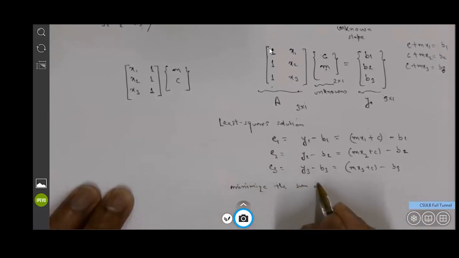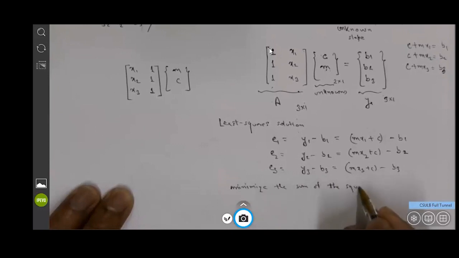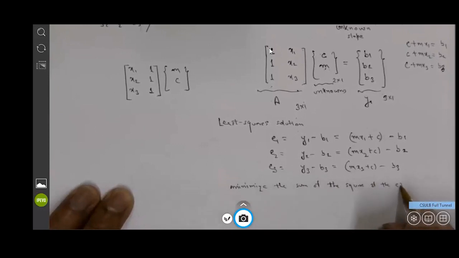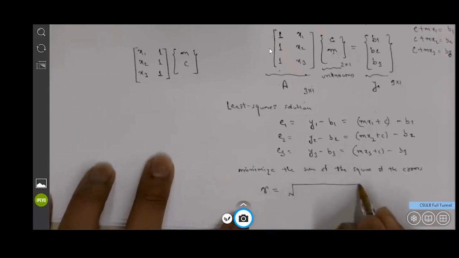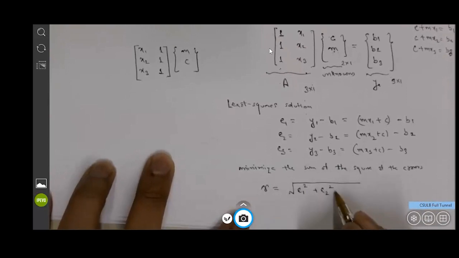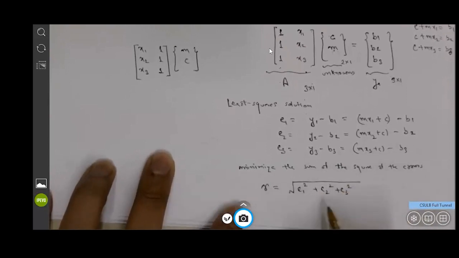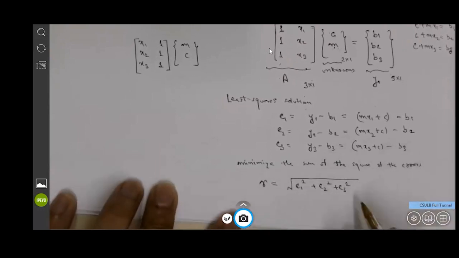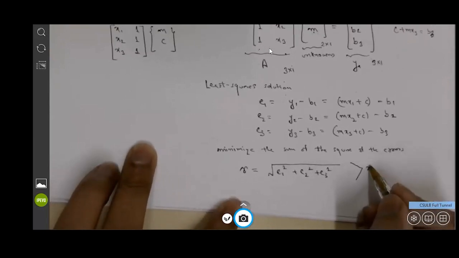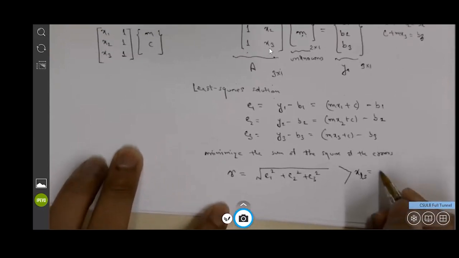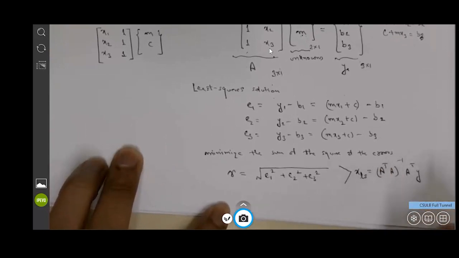Now, least square solution says that you minimize the sum of the squares of the errors. So if the error is given by vector R, you take the square root of E1 squared plus E2 squared plus E3 squared, and you minimize that. That is what your solution would be. And the least square solution is given by A transpose A inverse A transpose Y.